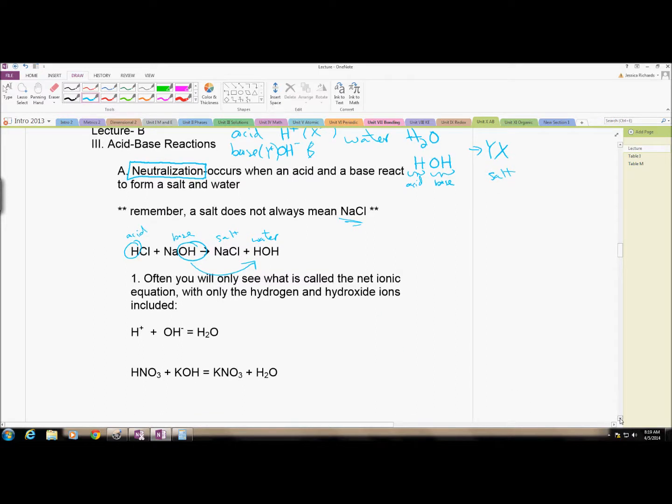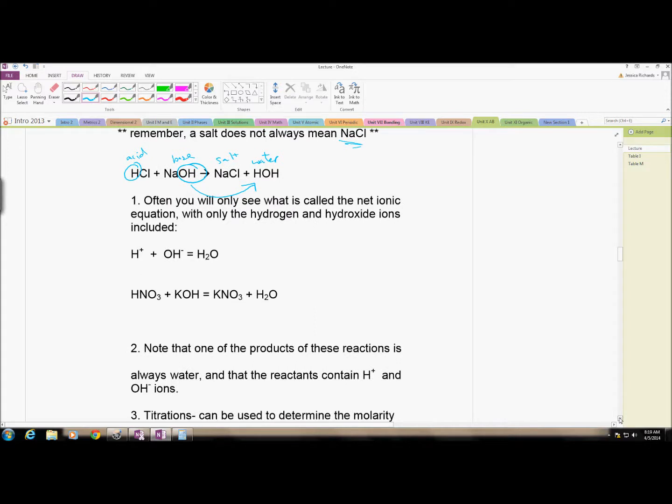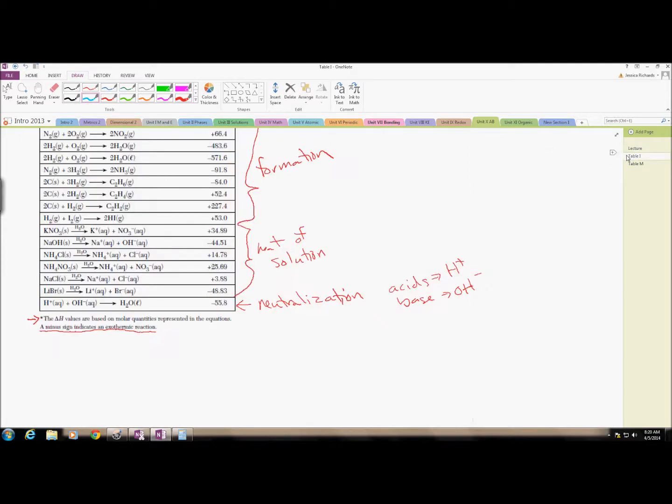A lot of times they're going to show you just the net ionic equation for every neutralization reaction. Since we're always talking about an acid reacting with a base and it's going to make water, this would be our net ionic equation, and anything else would be extra spectator ions. If you remember in kinetics and equilibrium, we used reference table I. And down here at the very bottom, I had you mark that this was neutralization. So this is the net ionic equation for neutralization.